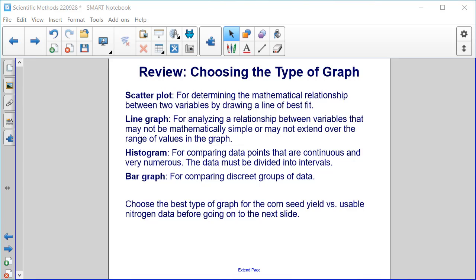As a review for choosing the type of graph, a scatter plot is for determining the mathematical relationship between two variables by drawing a line of best fit. A line graph is for analyzing a relationship between variables that may not be mathematically simple or may not extend over the range of values in the graph. A histogram is for comparing data points that are continuous and very numerous. The data must be divided into intervals. And a bar graph is for comparing discrete groups of data. Choose the best type of graph for the corn seed yield versus usable nitrogen data before going on to the next slide.